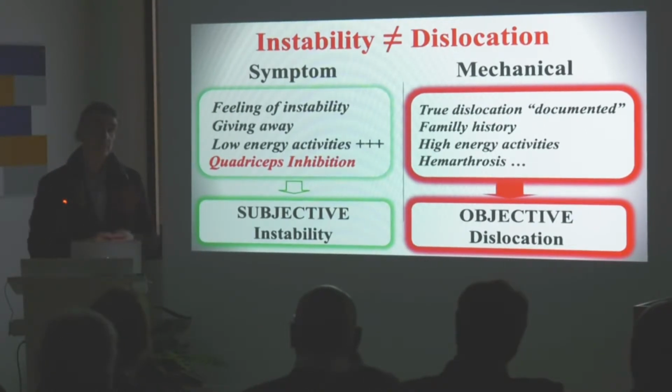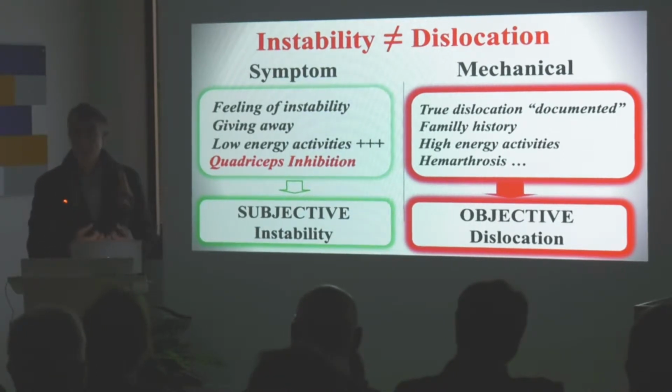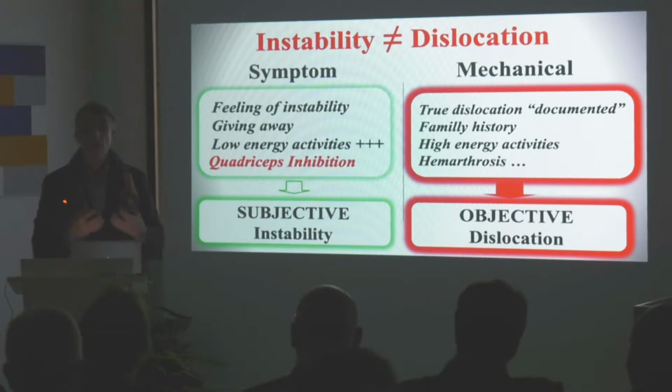Then you ask about the family history, because you have 40% of family antecedents, and this would be the objective instability, the objective dislocation.